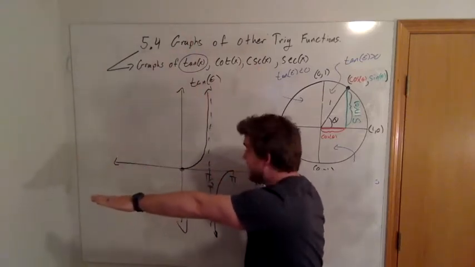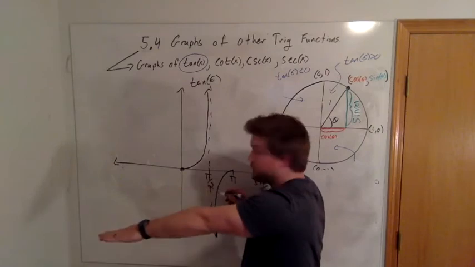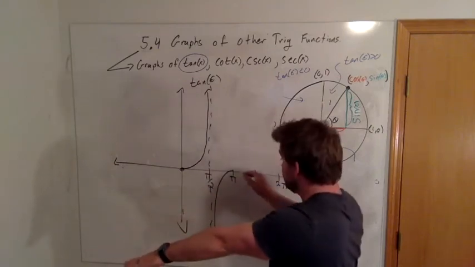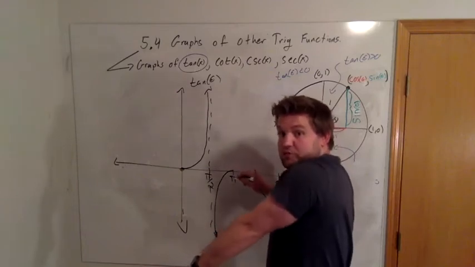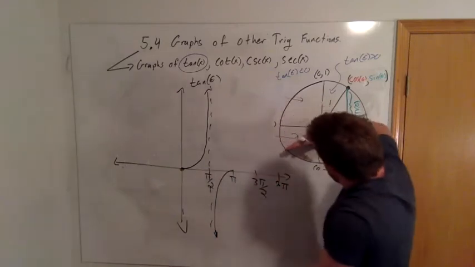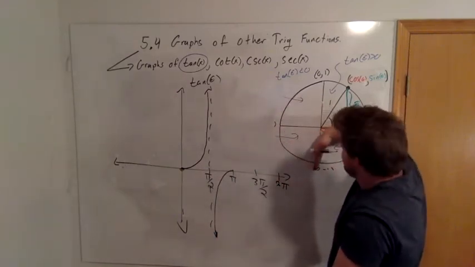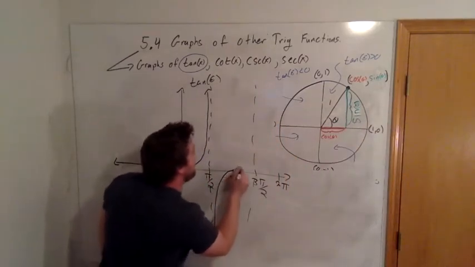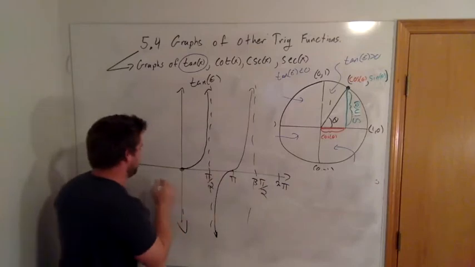Whoa. And now I'm going to go a little bit further. Now the slope is positive again. And it's getting more and more and more positive, till we get to another infinite slope. I have another asymptote here. That's how I remember the graph of tangent.